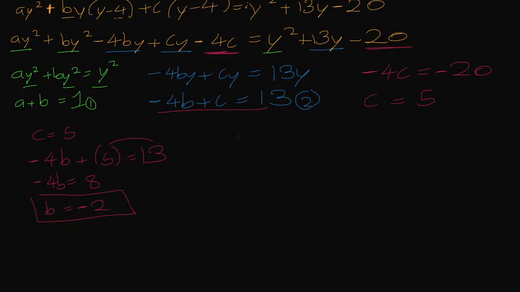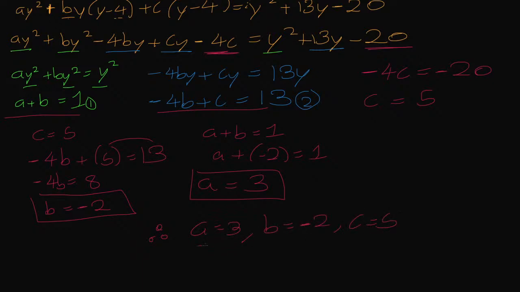Now we have b, so now we can sub it into our first one, a plus b is equal to 1. We don't know what a is yet, so a plus minus 2 is equal to 1. So a would be equal to 3. And there you go. So therefore, a is equal to 3, b is equal to minus 2, and c is equal to 5. So did you get that, guys?